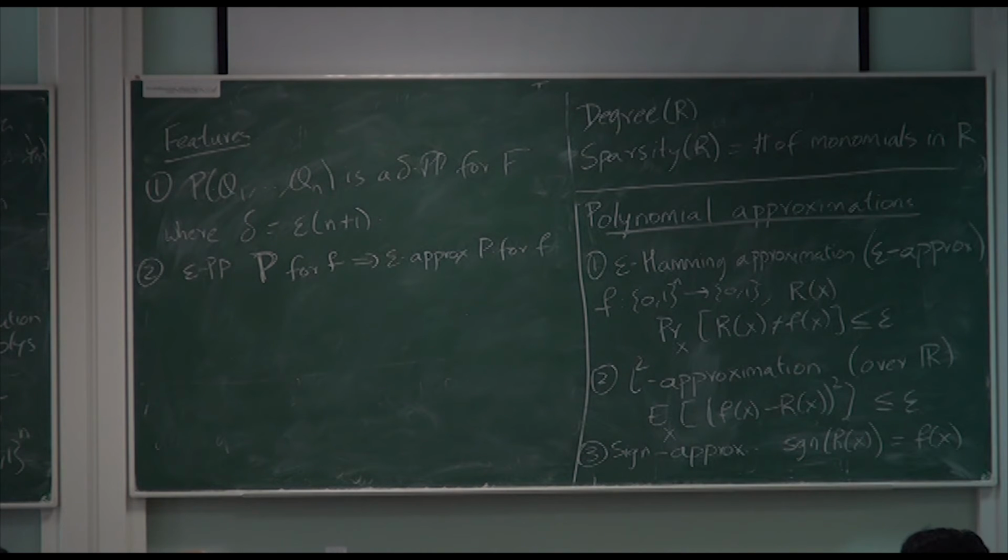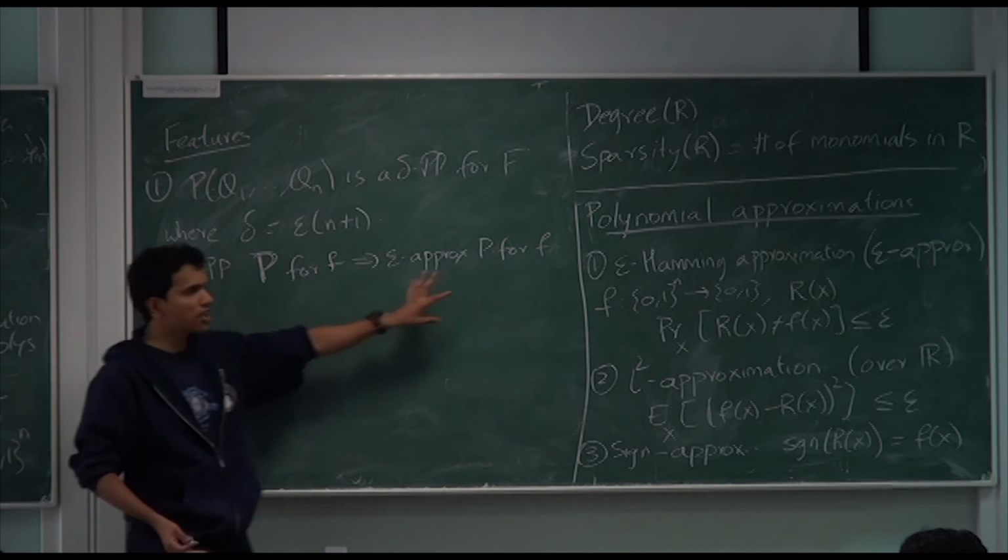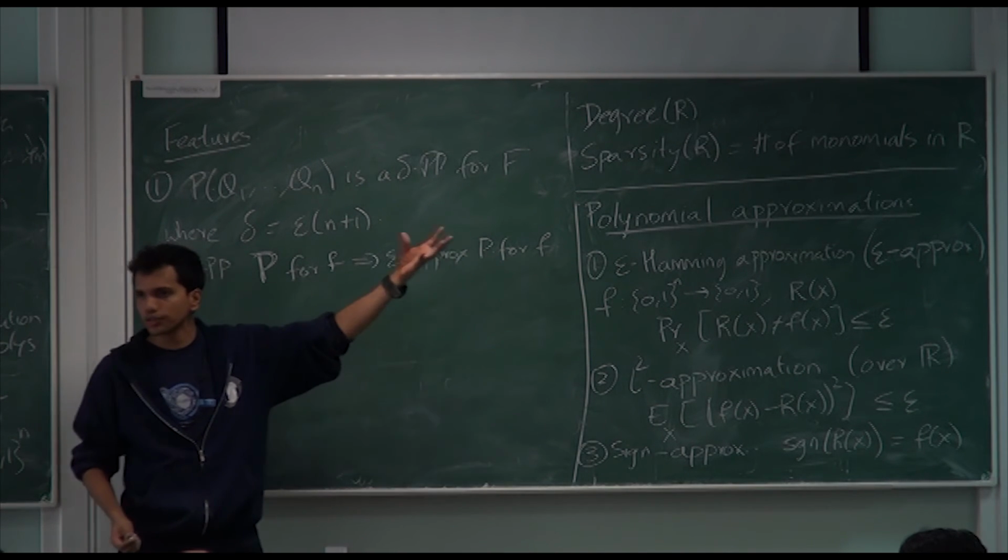Okay, and I should stress here that this has nothing to do with the uniform distribution. I could have any distribution over my inputs. I would always be able to, by averaging, get a single polynomial that works for most of that distribution.